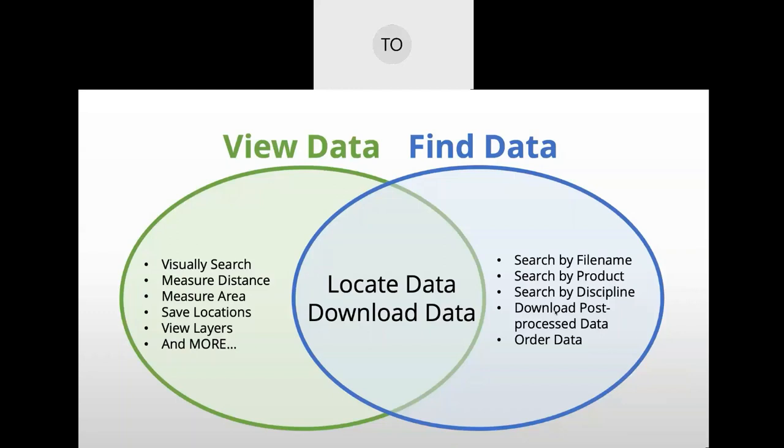View Data allows you to visually search, measure distance, measure area, save locations, view layers, and there's more that you can do with it. So it's a much more interactive tool. Whereas Find Data is great if you already know what you're looking for. You can search by file name, by product, or by discipline. The other big difference is that Find Data allows you to order post-processed data, so a lot more of the subsetting and reformatting. Unfortunately, as of now, View Data does not offer that component.